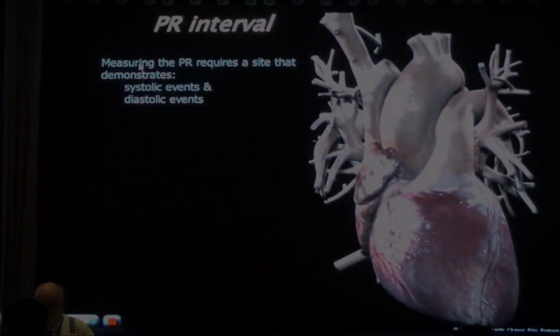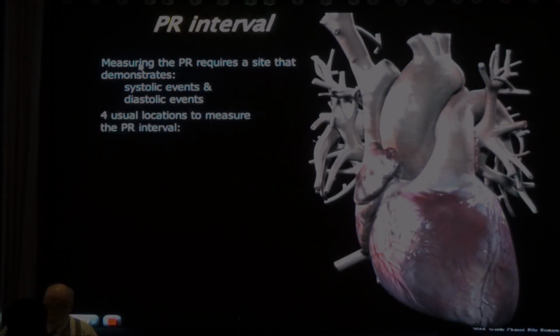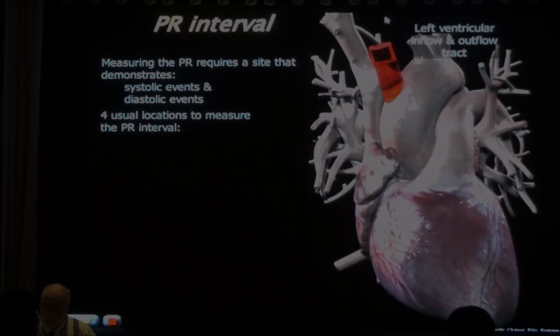Well, to measure the PR interval, you need an area in which a signal can capture both a systolic event and a diastolic event at the same time. And for that, there are typically 4 locations. One, you can take a beam that goes into the left ventricle inflow-outflow, and it goes into the ascending aorta, so you have this left inflow-outflow.